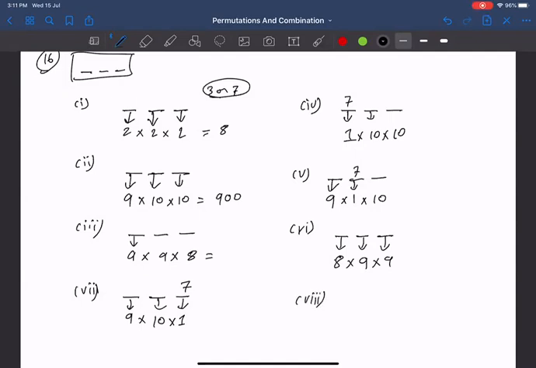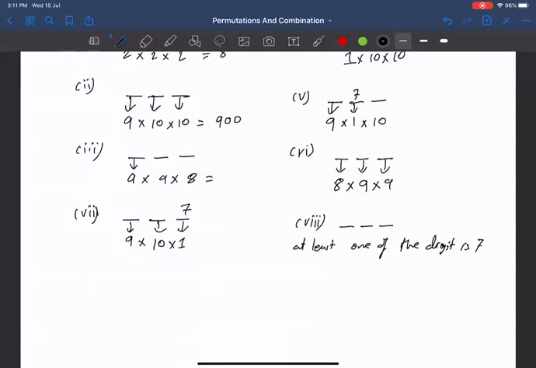At least one of the digits is 7. Okay. What does it mean? It can be a tens digit, hundreds digit, or a units digit. Or it can be all three also, because it is at least one of the digits. So it can be one or more. It can be either 2 or 3. Very good.